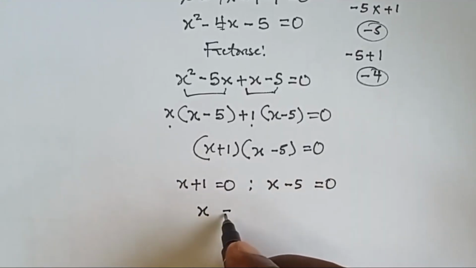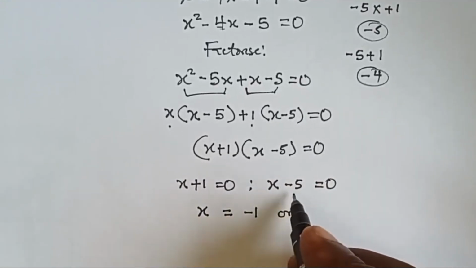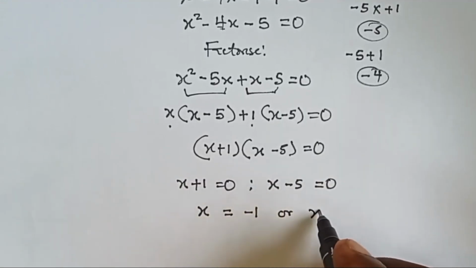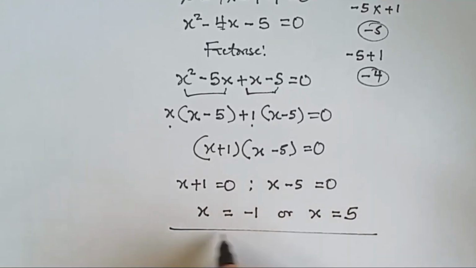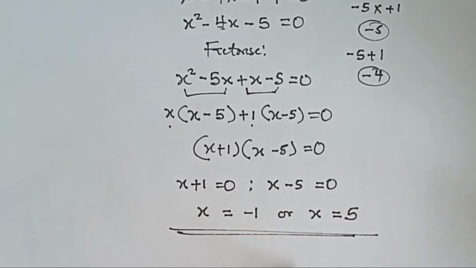And from here, x equals to minus 1, or here, where you take minus 5 to the other side, it becomes plus 5. So x equals to minus 1, or x equals to 5. Right, so that's our final answer.